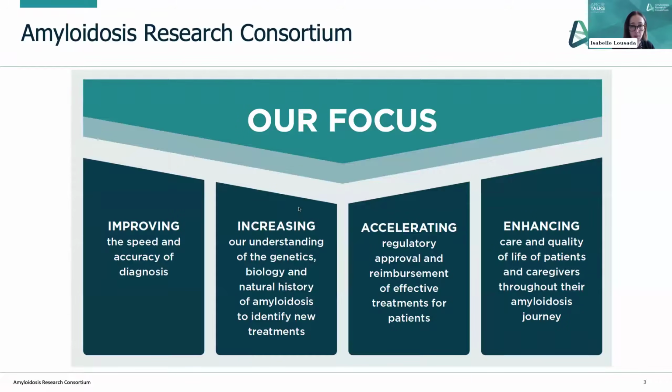The 2 center pillars are around the science and improving the research and science by understanding the disease more clearly and accelerating drug development and regulatory approval. And lastly, the program that ARC Talks fits in is enhancing care and quality of life of patients. We have a robust portfolio of patient programs to really help support and inform the community so that individuals can learn to advocate better and understand their disease better to get the best treatments.